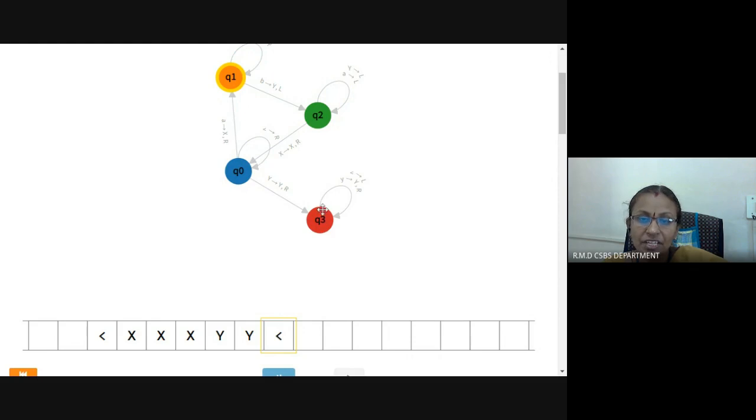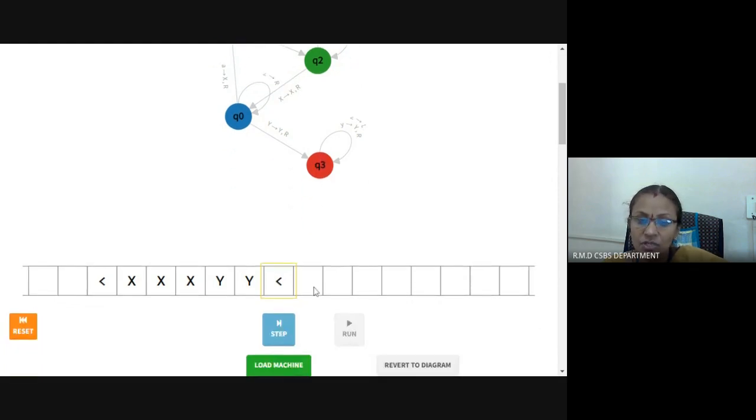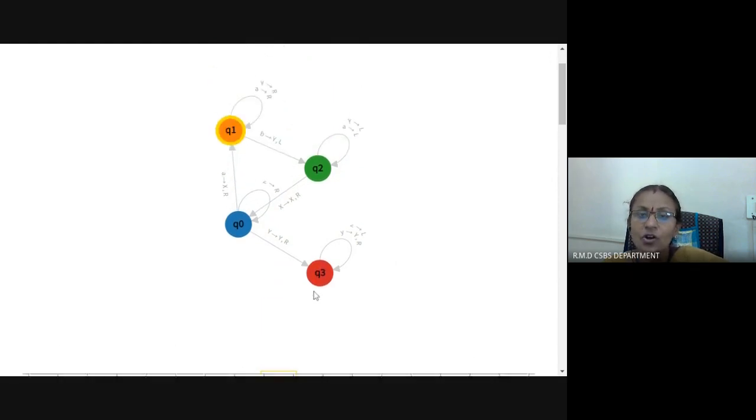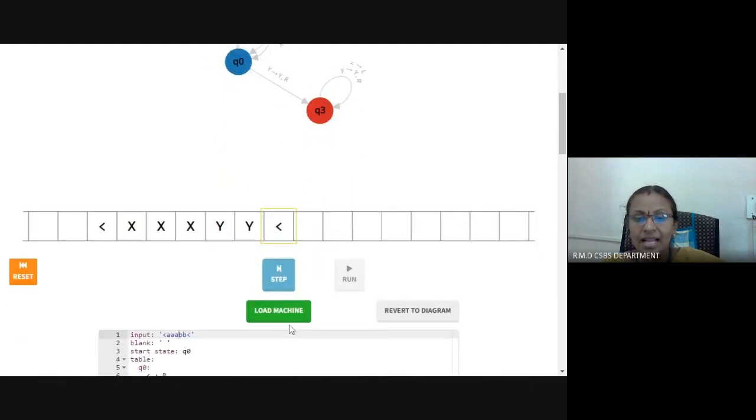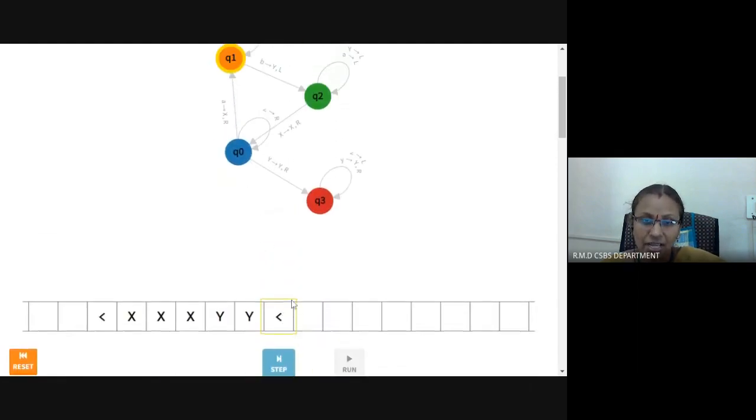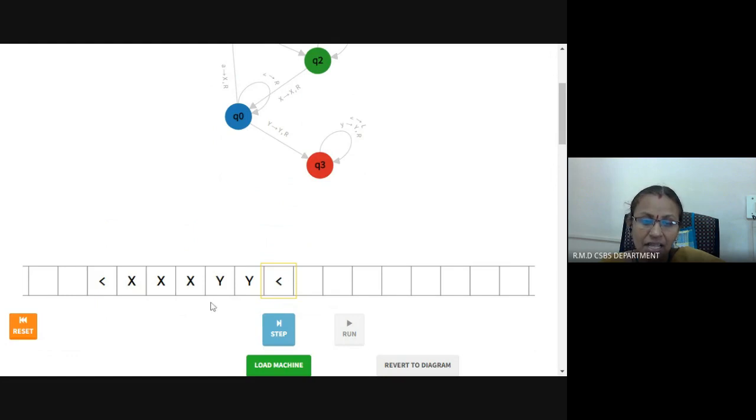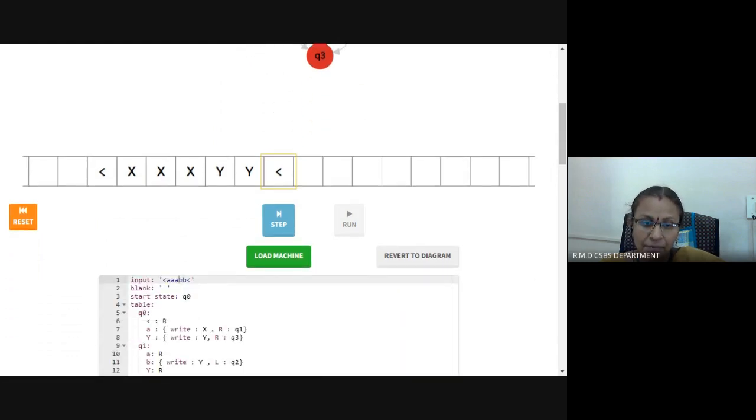Okay, it is not reaching that Q3 state. So Q3 is our final state. So your automata is not going to accept this particular machine. I hope you all understood this particular language, a power n, b power n. Suppose if it is c power n, what we can do is the same, we should write it.